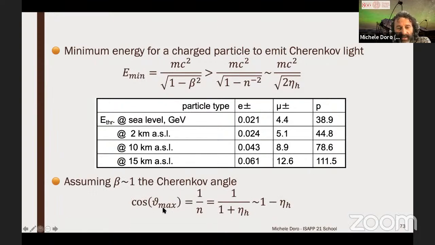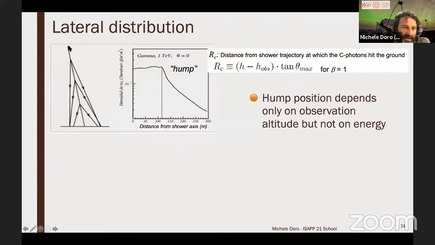What's interesting is this part here. The angle of emission of Cherenkov light also depends on the altitude. So I will go to the picture so that it's easier. This is your particle, your electron, and this is the Cherenkov light. The Cherenkov light is emitted within a Cherenkov angle that illuminates the ground.